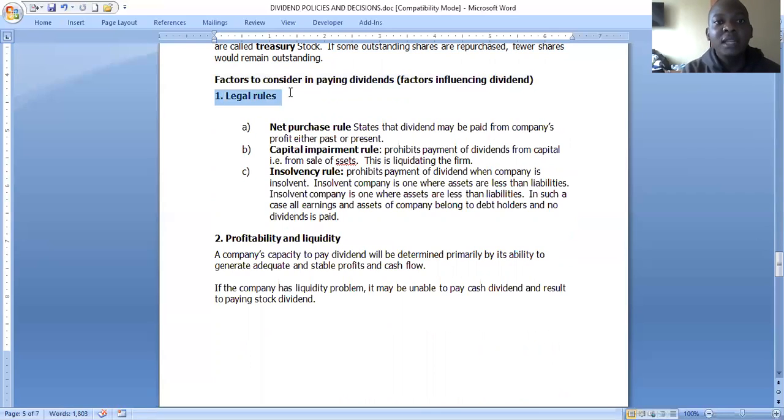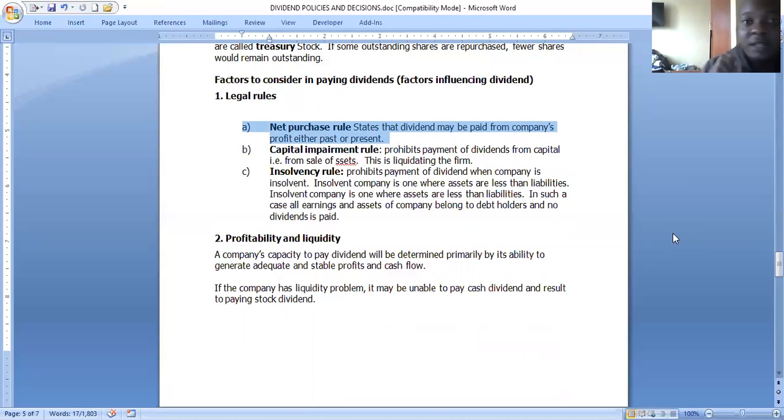Number one is the legal rules. The company has to follow the law in declaring dividends. These are some of the laws that the business has to follow. One is the net purchase rule. According to this rule, dividends can only be paid out of the company's profits.